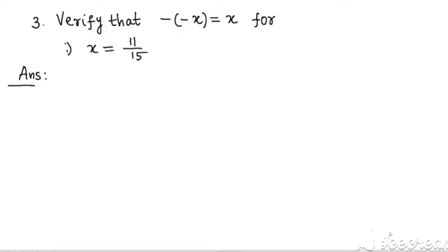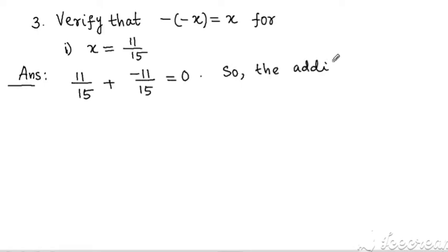Now we can move on to the third problem. Verify that negative of negative x equals x for the given value of x. The first value is x equal to 11 by 15. Here we have to use the concept of additive inverse. We know that 11 by 15 plus negative 11 by 15 equals 0. So we can say the additive inverse of 11 by 15, the given rational number, is negative 11 by 15 because their sum is 0.